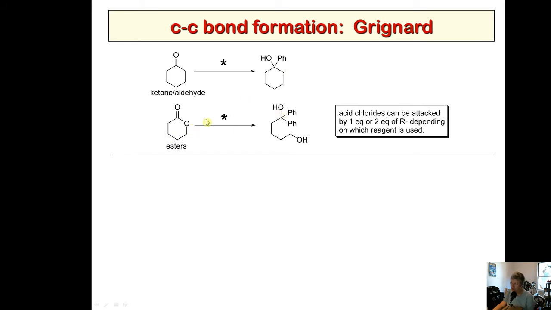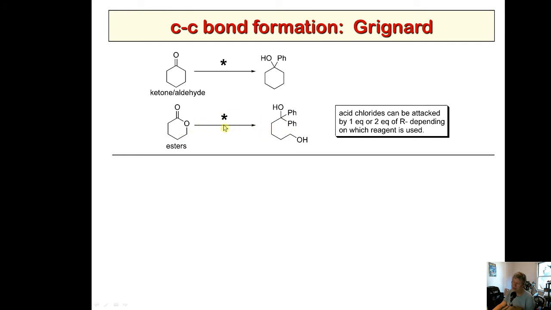Esters react also with Grignards, but they react twice. So an ester, this cyclic ester, is called a lactone. Cyclic esters are called lactones. It reacts once, and that opens up, and you get a ketone. Then it reacts a second time, and you get a tertiary alcohol. Acid chlorides also do that with Grignards, and we call that R minus 2 equivalents. So this is also R minus 2 equivalents, because the Grignard is attacking twice.